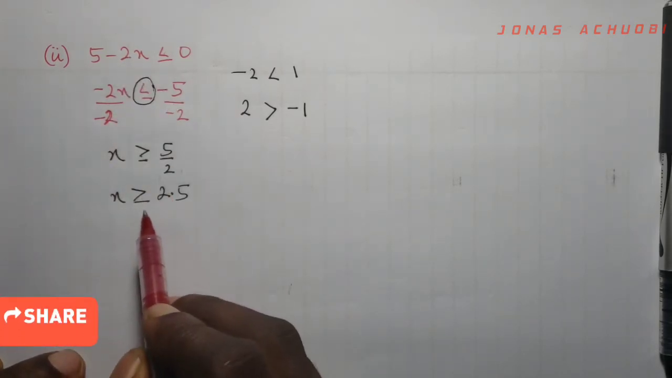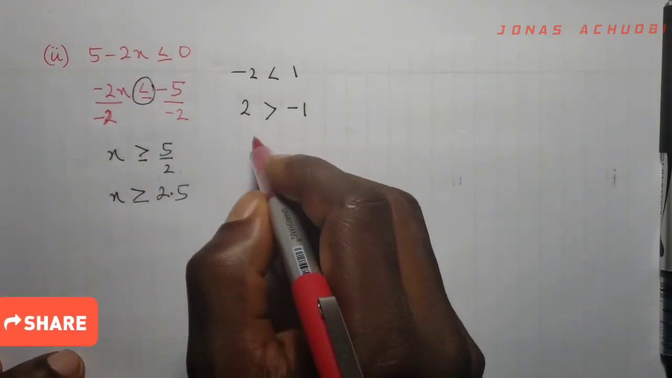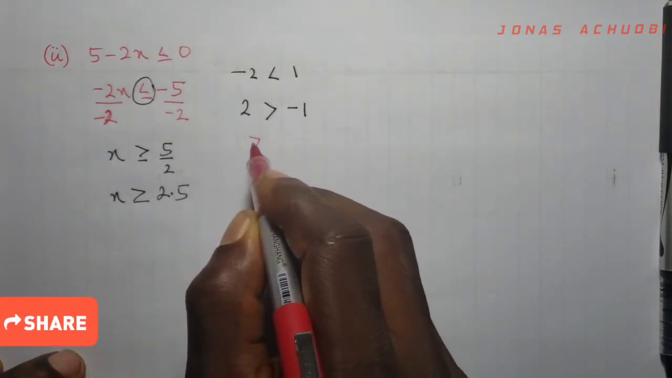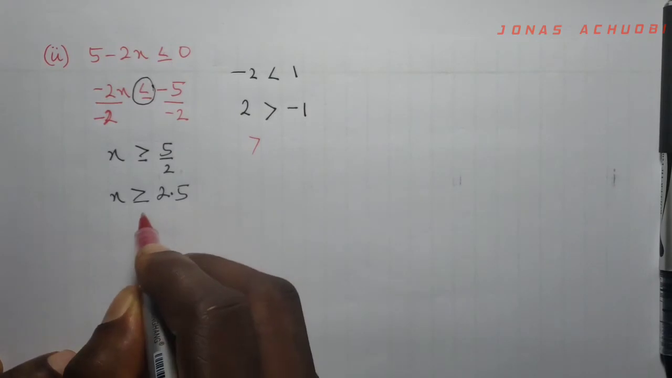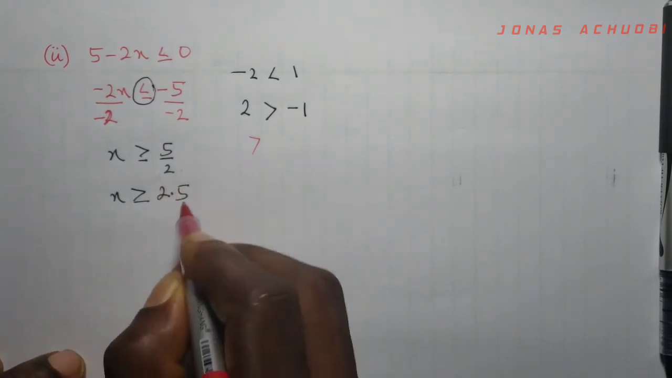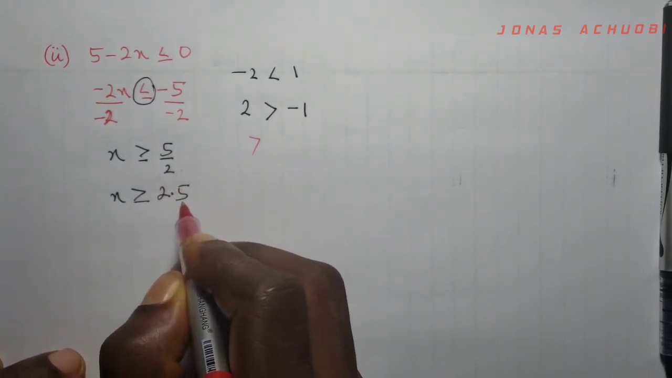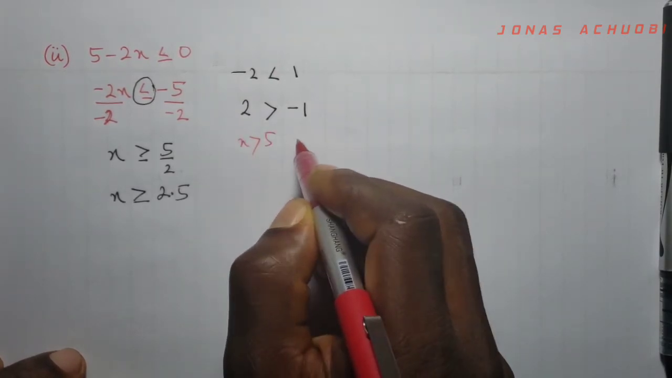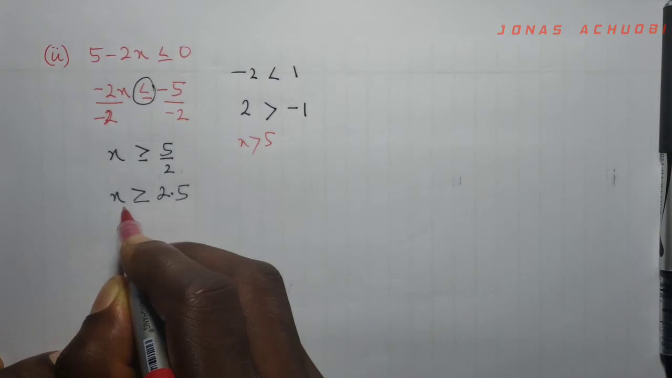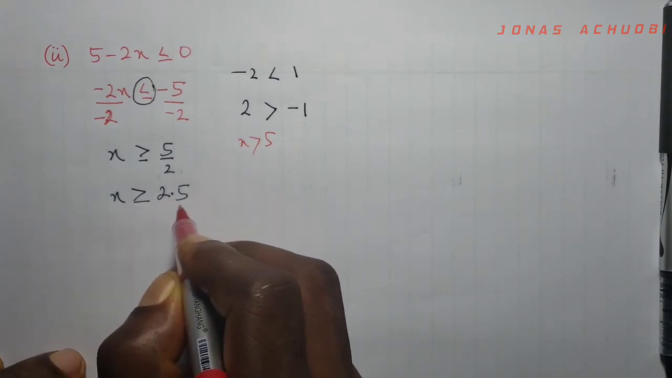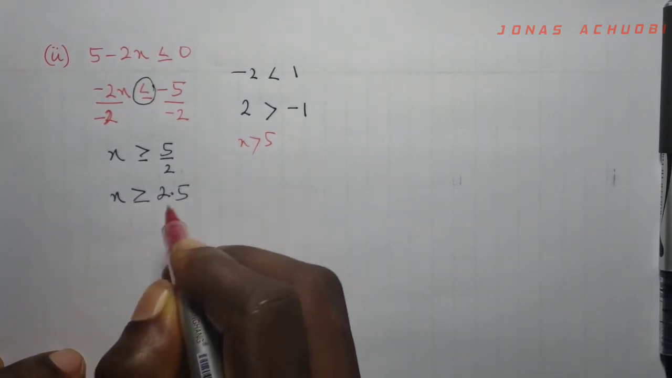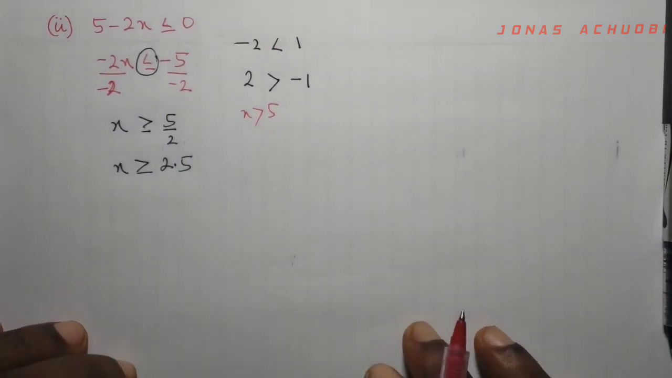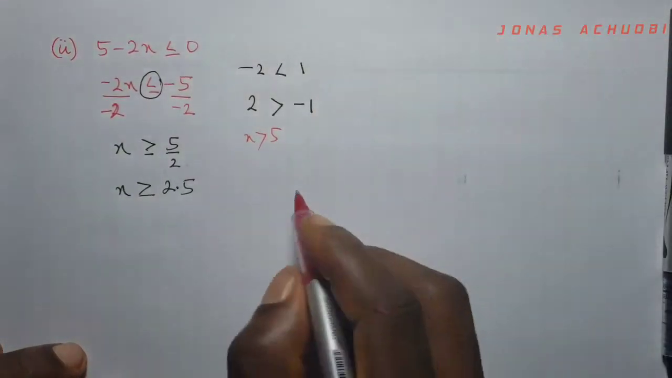We have to take note of something here. In the previous example, what we had was strictly greater than. But what we have here is not strict. We say greater than or equal to. So in that case, it would mean that the solution begins from 2.5. When we had x greater than 5, it meant that the solution began after 5. But now we have x is greater than or equal to 2.5. This means that the solution begins at 2.5 and to the right. Now let's represent the solution on a number line and see how it looks.